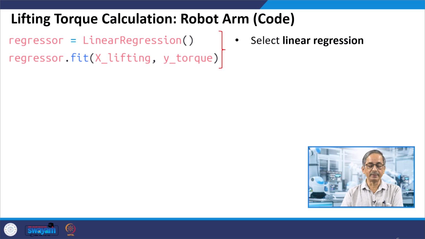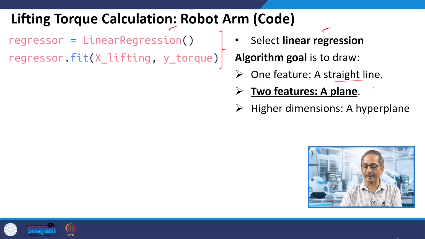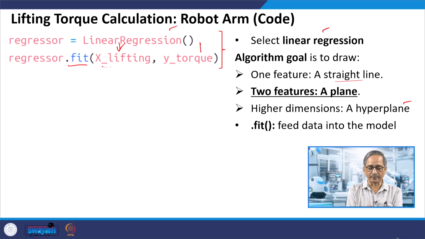So, here we select the linear regression. The algorithm goal here is, if you have one feature, naturally a straight line, but for two features we need to draw a plane, and for higher dimensions we need to draw a hyperplane. So, feed data into the model. This data and this data is being fed in.